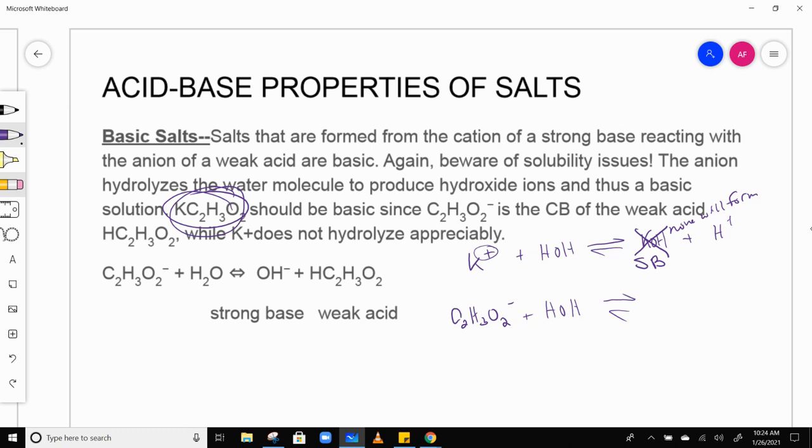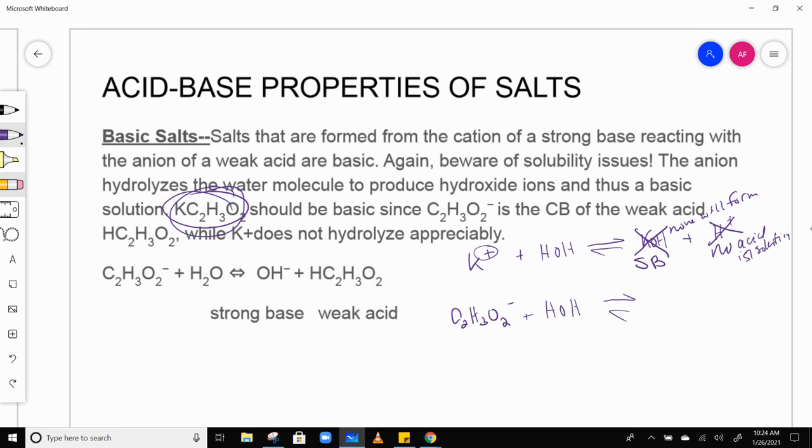If none of this will form, then none of this will form. So none of this forms, none of that will form. So we won't have any acid in solution. Okay, none of that will form.